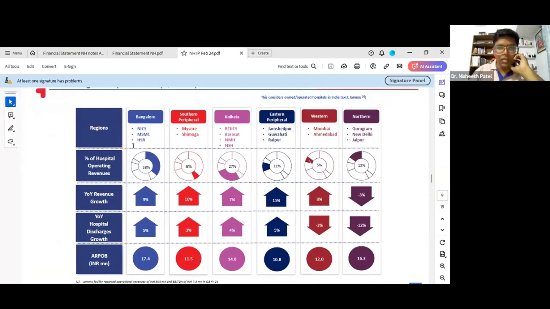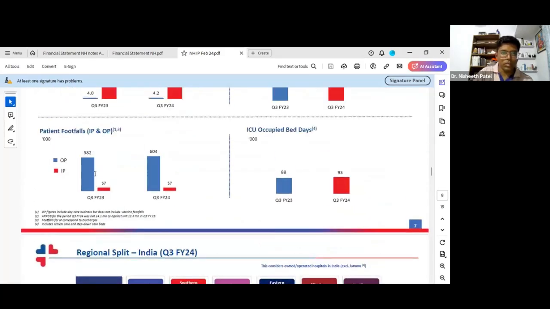So this is the total 6 to 7 segments. They are operating in Bangalore, Southern Peripheral, Mysore, Shimoga, Kolkata, Jamshedpur, Guwahati, Raipur, Mumbai, Ahmedabad on the northern side. So how much year on year revenue growth is happening every year, that has been shown. Okay.